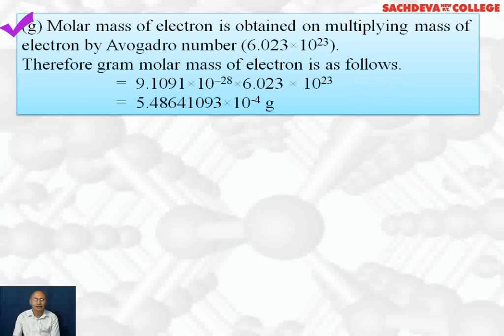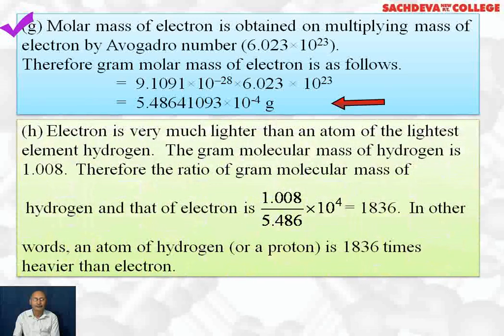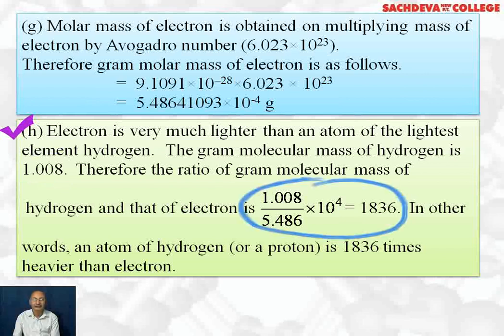So it comes out to be 5.48641093 into 10 to the power minus 4 grams, or we also call it 54 milligrams. Electron is very much lighter than an atom of the lightest element, that is hydrogen. The gram molecular mass of hydrogen is 1.008. Therefore, the ratio of gram molecular mass of hydrogen and that of electron is 1836. In other words, an atom of hydrogen or proton is 1836 times heavier than electrons.